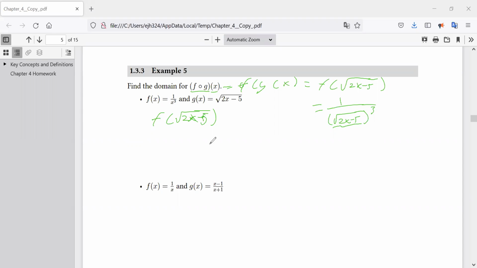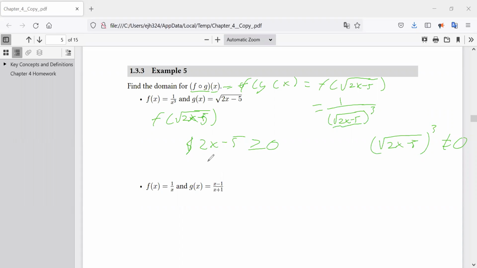Or has to be greater than or equal to 0. So we have 2x minus 5 has to be greater than or equal to 0. And then we also have that we can't divide by 0. So that means that this guy can't be equal to 0.